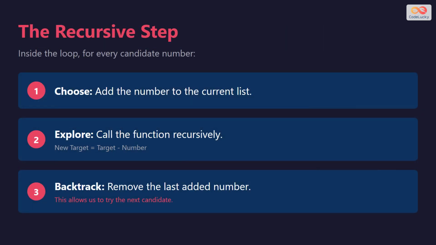If we haven't hit a base case, we enter the recursive step. We iterate through our candidates. For each number, we perform 3 actions. First, we choose the number and add it to our path. Second, we explore further by calling the function recursively with a reduced target. Finally, we backtrack by removing the number so we can try the next candidate cleanly.